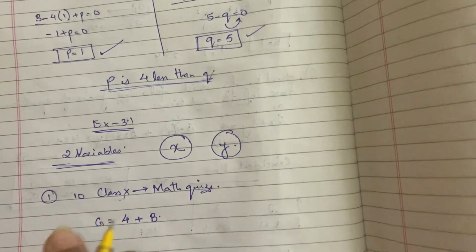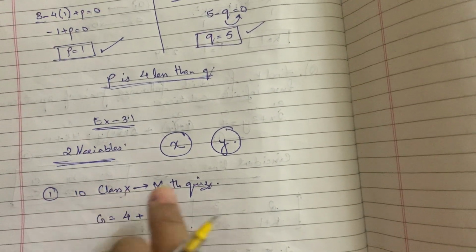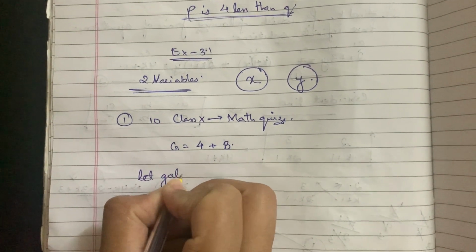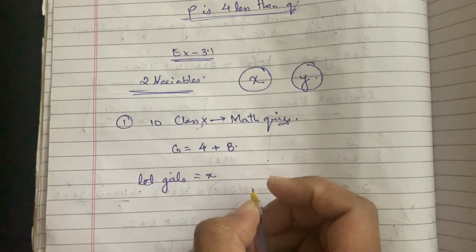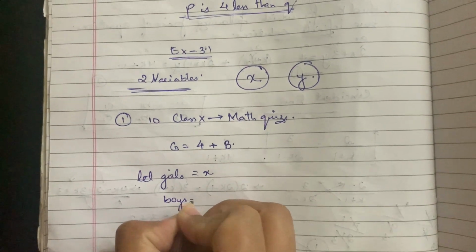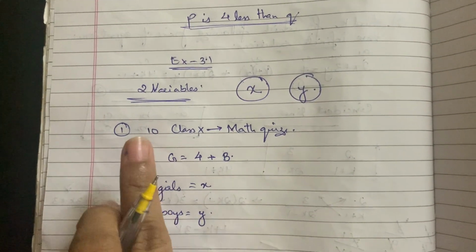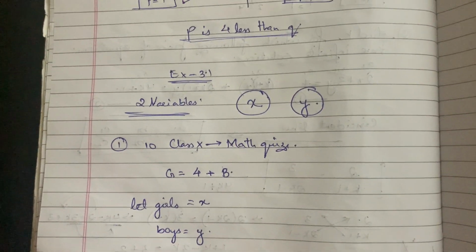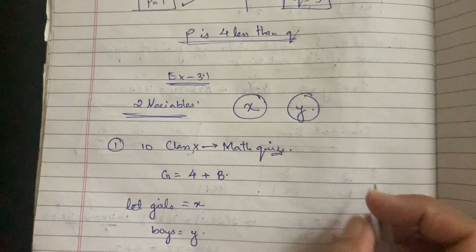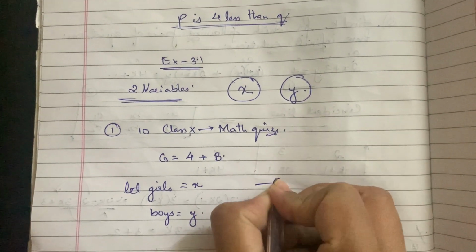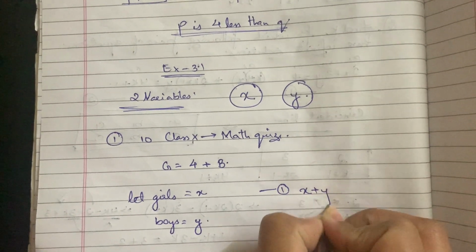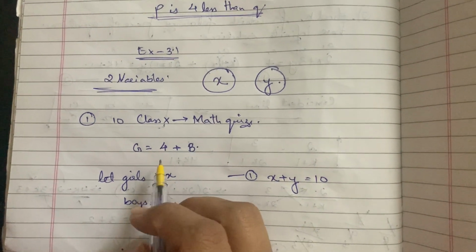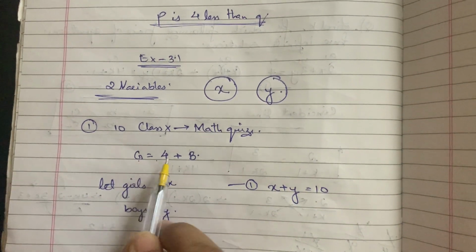Okay, fine. So that means in this particular class 10 there are both boys and girls. So you're going to write: let the number of girls be x, and boys be y. Okay, so adding girls and boys together, 10 students took part in the math quiz, isn't it? So the first equation that I'm going to write is x plus y is equal to 10. Finished. The second equation it is saying is girls is 4 more than boys.